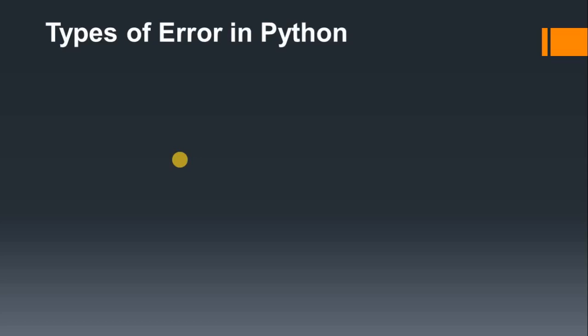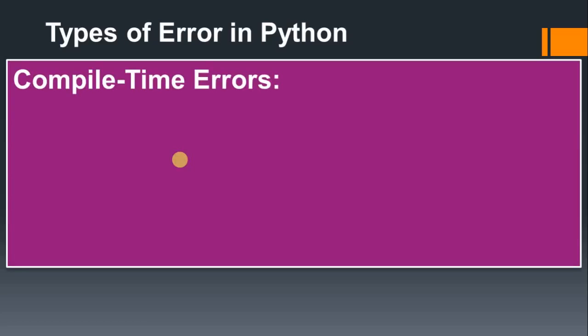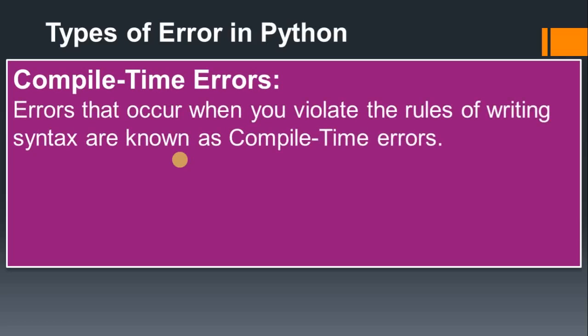So today we will see the need of exception handling. First we will see the types of errors in Python. The first error is the compile time error. It is there in almost every language. So what is the compile time error? Errors that occur when you violate the rules of writing syntax are known as compile time errors.